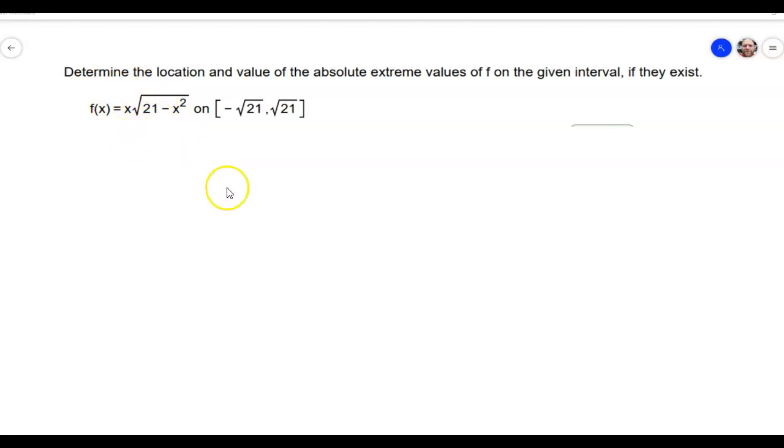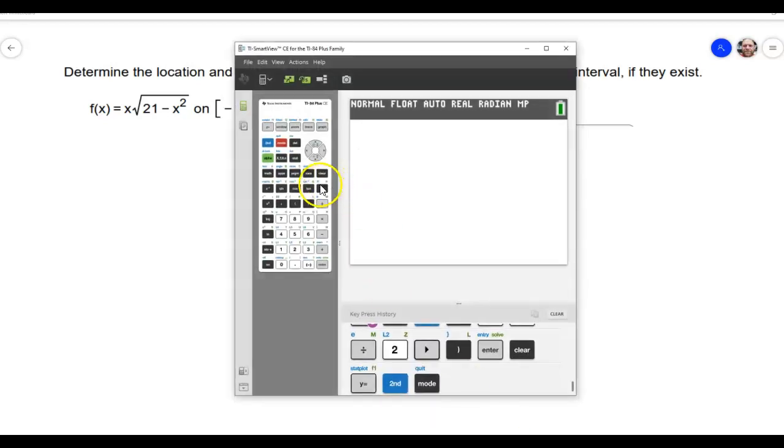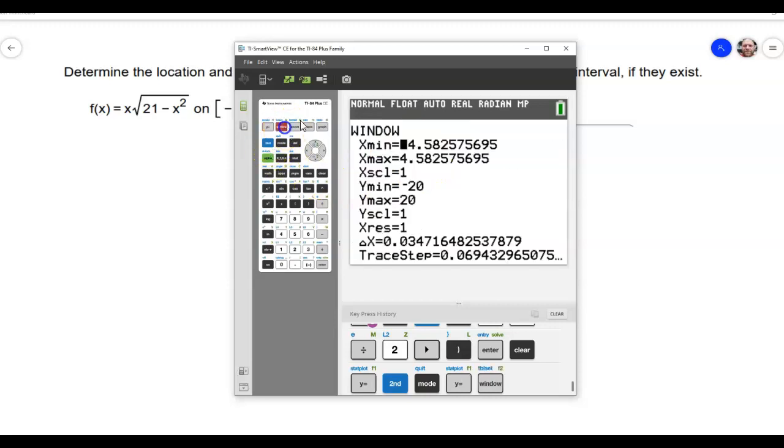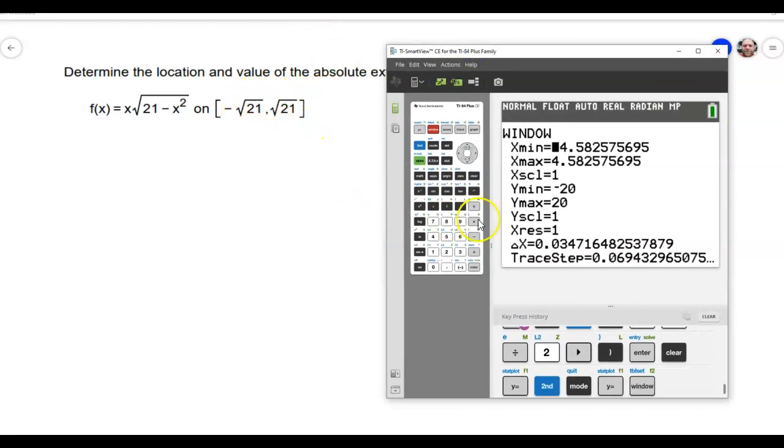So first of all, let's look at this function in our calculator just to get an idea if this is even a continuous function. If I pull up my calculator, the first thing I want to do is go in here and put the function in there. So x times the square root of 21 minus x squared. Then I go to my window and put my endpoints in as my x min and x max. I put negative root 21 in here for the x min, and it gave me a decimal approximation, and the same thing for the x max.